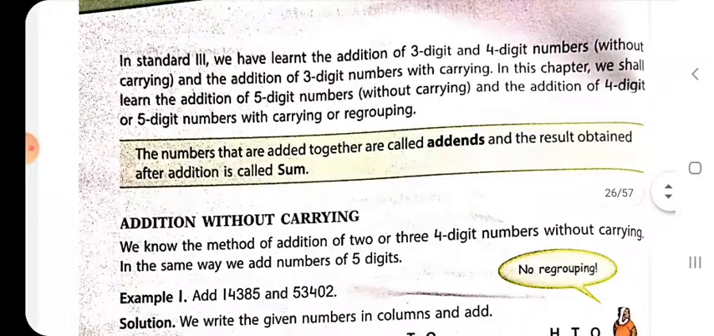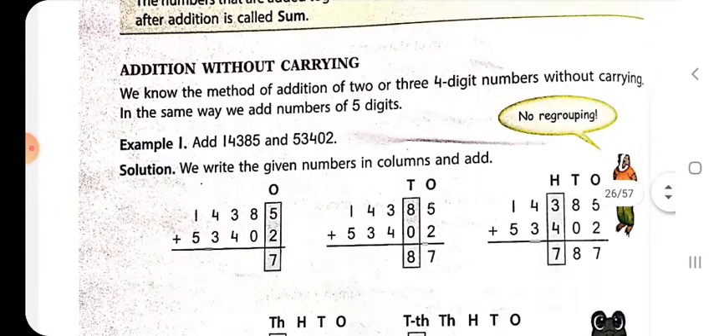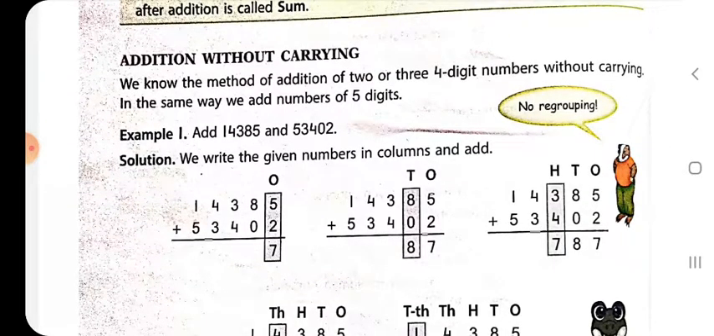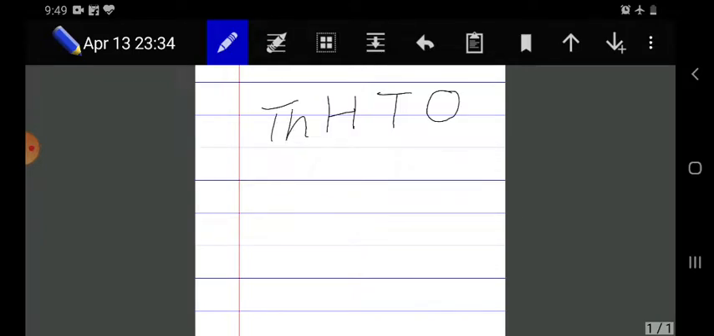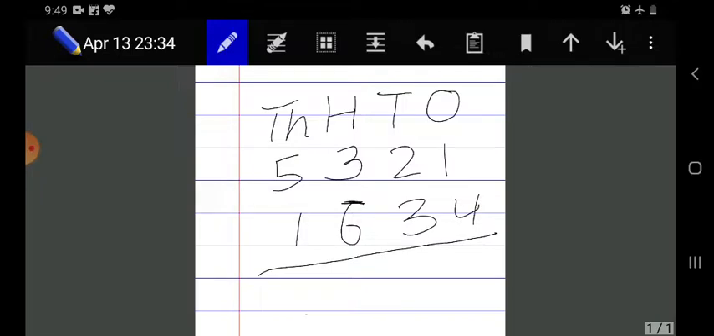So let's just recall the first one. Addition without carrying. I'll show you on this. First of all, I'll take 4 digit addition. That means 4 values: ones, tens, hundreds, thousands. 1 is here, 2, 3 and 5. Then 1, 6, 3, 4. This is called addition.